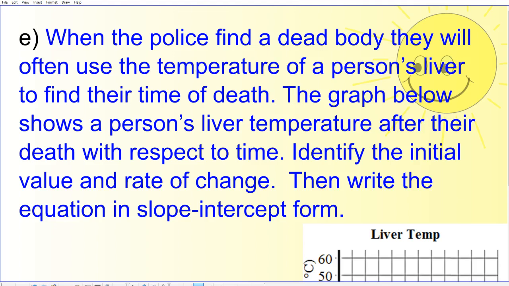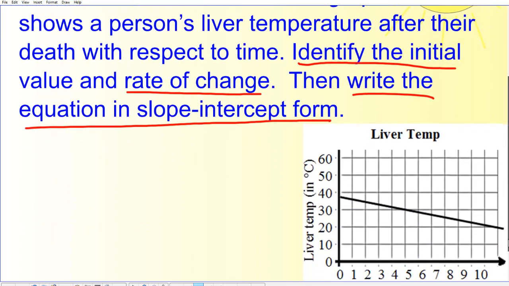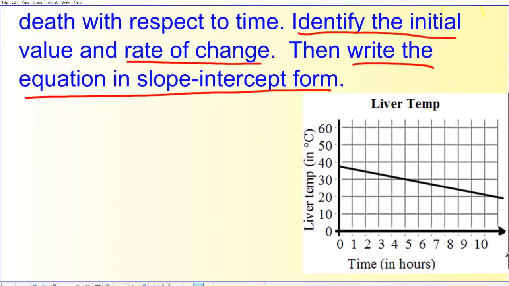Identify the initial value and rate of change. So if I'm looking for those verbs for you: identify the initial value and rate of change, then write the equation in slope-intercept form. Okay? So those are the three things you've got to do. Find the initial value, find the rate of change, write the equation in slope-intercept form. So pause the video, do the problem on your own. When you're ready to continue, hit play, and we'll go through it together.